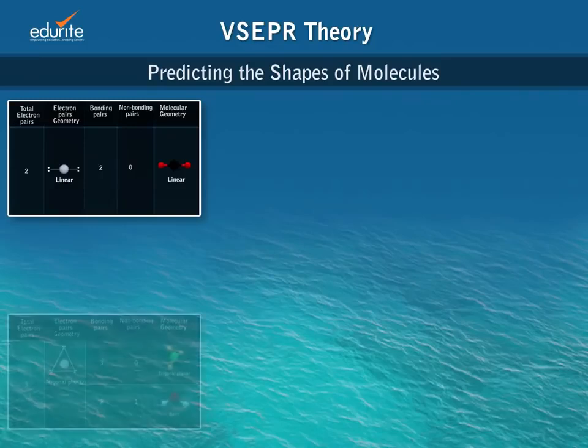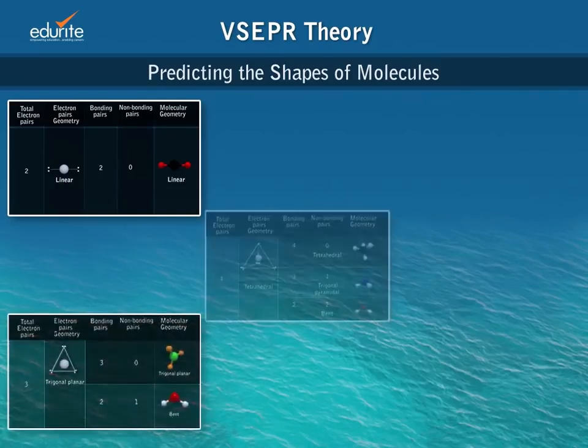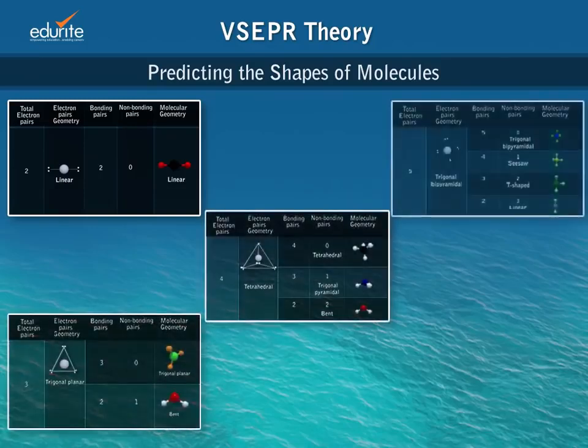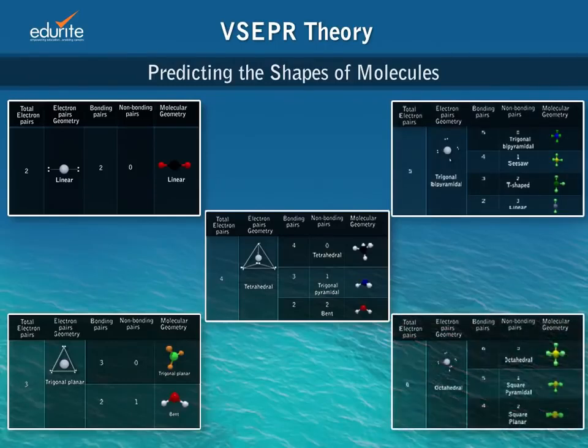Shown here is a chart which depicts the possible VSEPR molecular geometries. Take a look at it again.